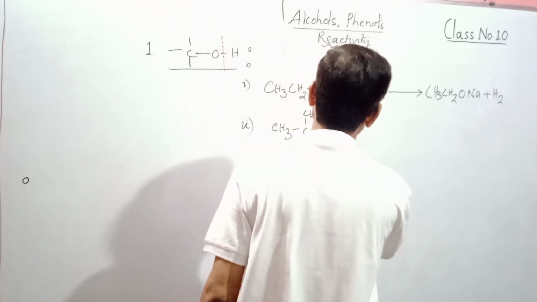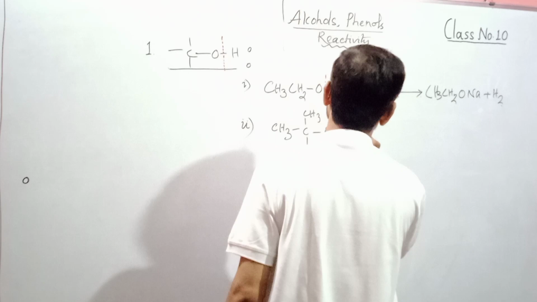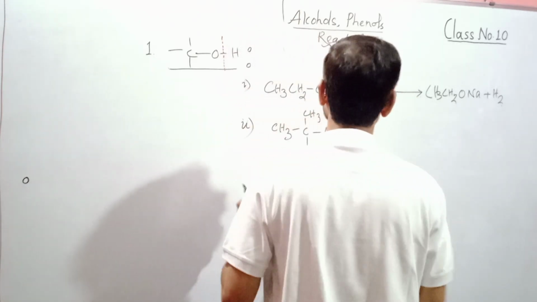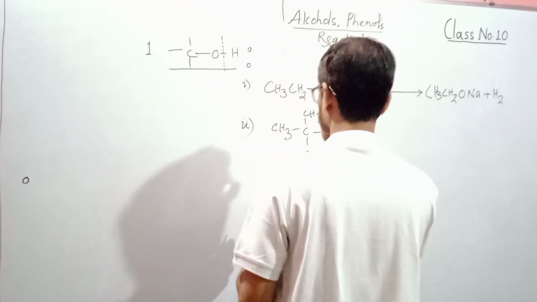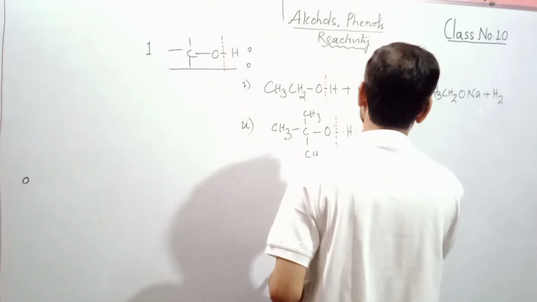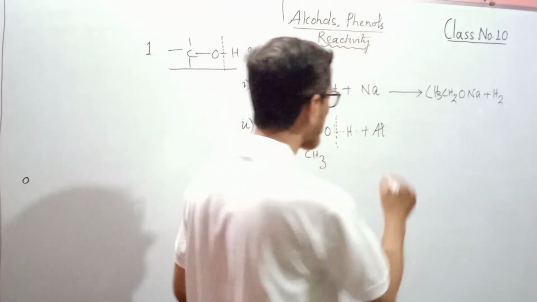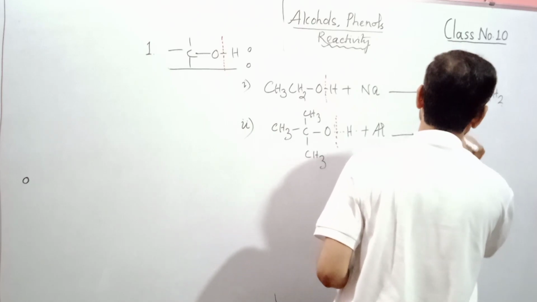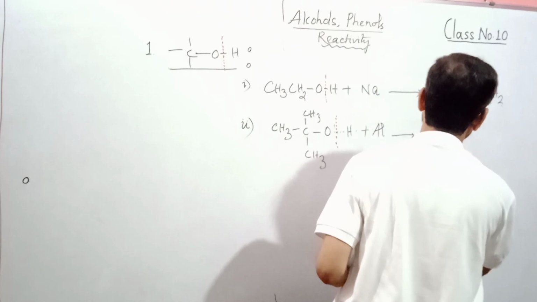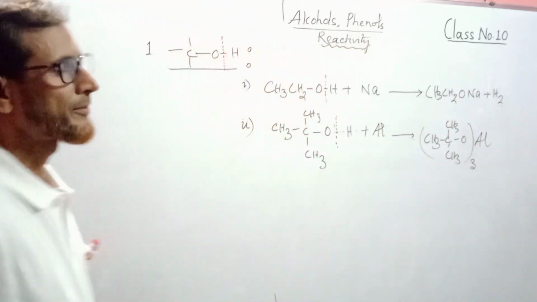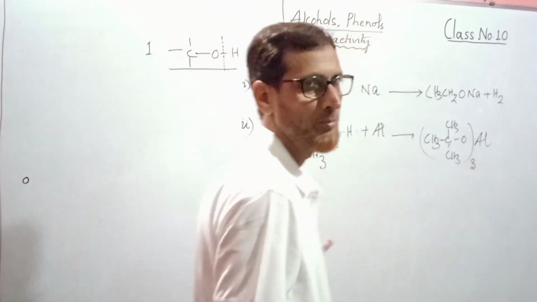Tertiary alcohol. Again, I am not balancing the reaction, just you follow me. Aluminium tert-butoxide. The name is aluminium tert-butoxide.